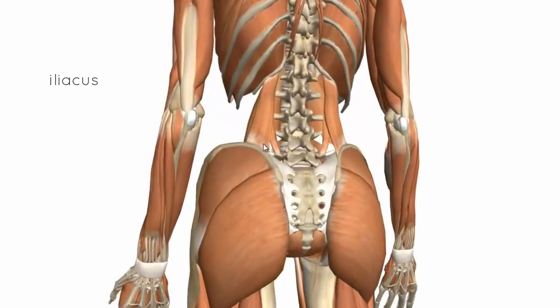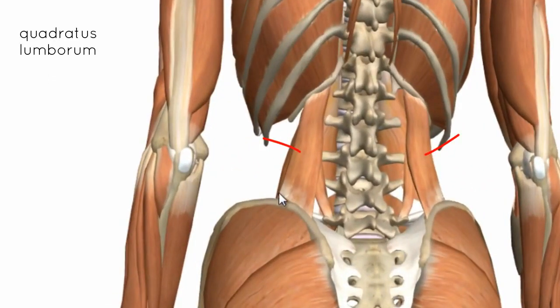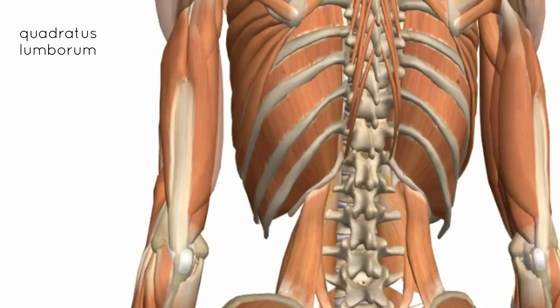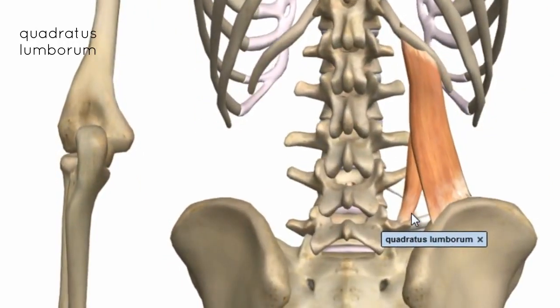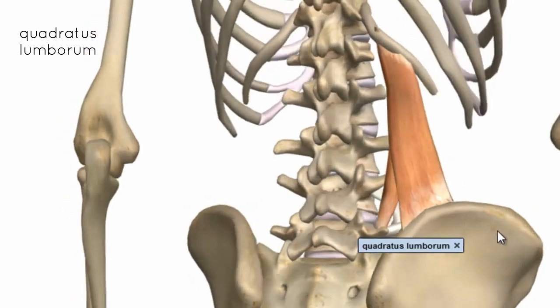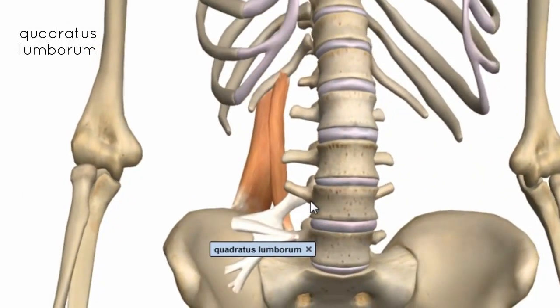If we rotate round to the back, we can see the quadratus lumborum muscle, which is this muscle here. If I fade away the other muscles, we'll take a look at its origin and insertion. You can see here that it has this origin on the iliac crest, and it also has an origin on the transverse process of lumbar vertebra L5. If I rotate anteriorly, you can see this ligament connecting the lumbar vertebra to the inside of the ilium. This is called the iliolumbar ligament, and it also originates on this ligament.